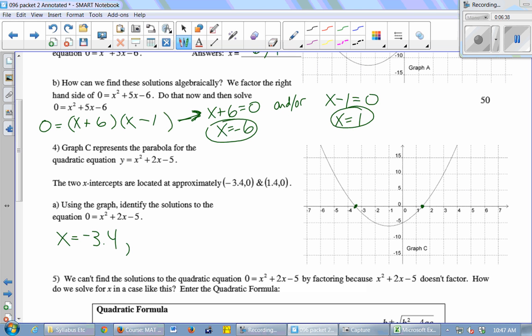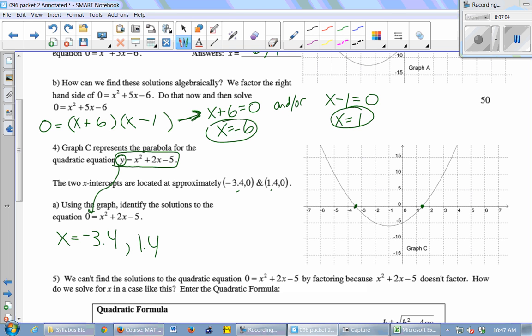Negative 3.4 and 1.4. Right? Because in my equation y equals x squared plus 2x minus 5, I replaced the y with a 0. So I'm looking for points on the parabola that have a y coordinate of 0. That would be these two. The x values are negative 3.4 and 1.4.